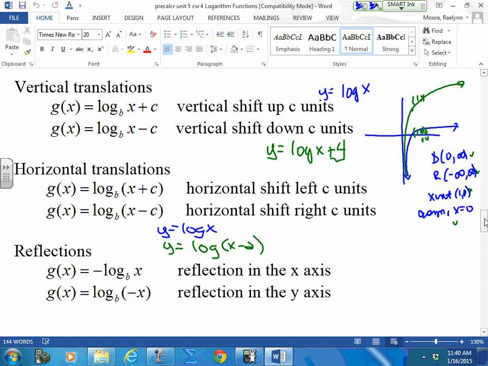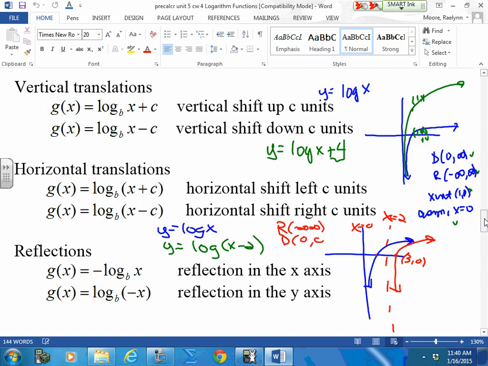I'm going to go back to your original graph. So here's my original. Let's just make it a graph. Here's my original. 2 units to the right. Instead of 1, 0, I'm now at 3, 0. Instead of at x equals 0, I'm now at x equals 2. My range will stay the same. Instead of my domain being at this, I moved it to the right. My new domain is here. And my asymptote changed.